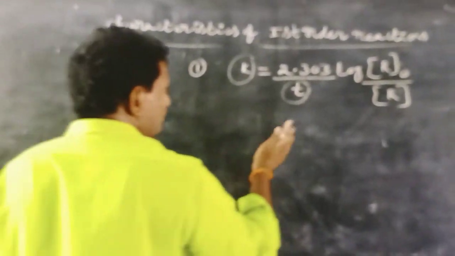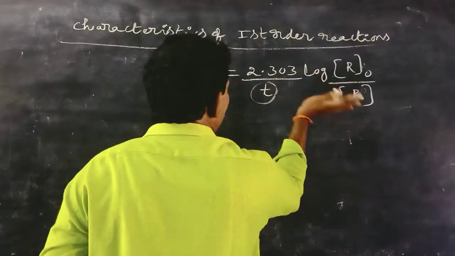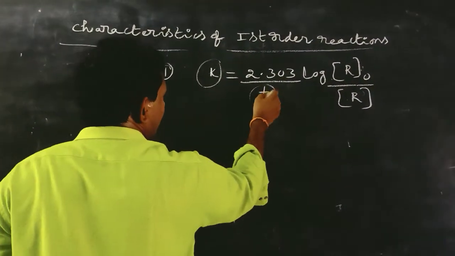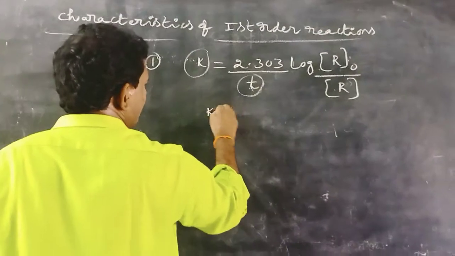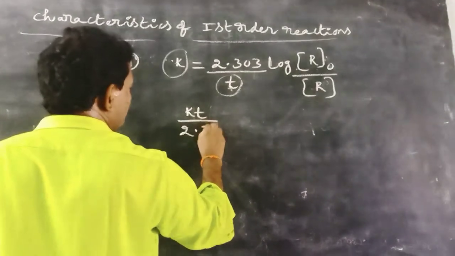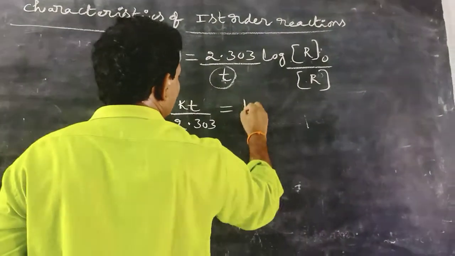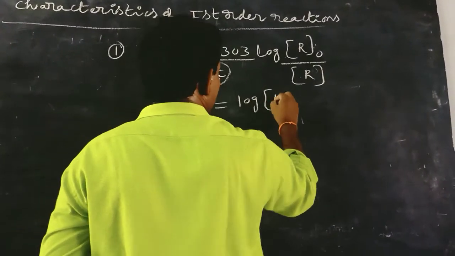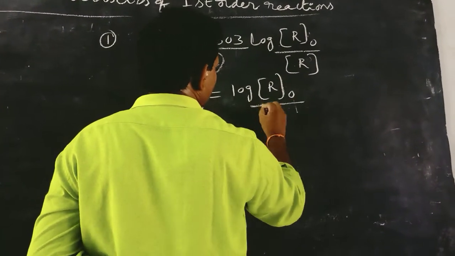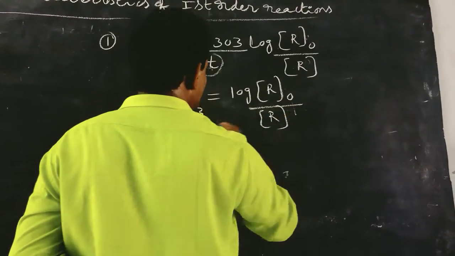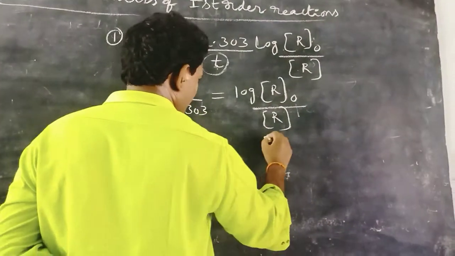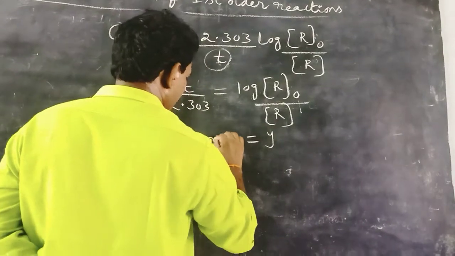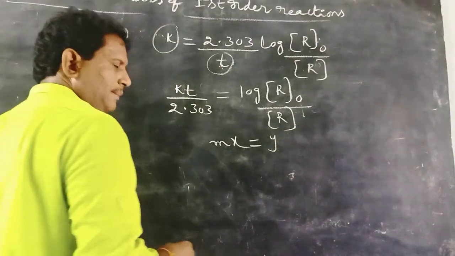This equation is modified by cross multiplication as kt/2.303 = log [R]₀/[R]. This equation is similar to y = mx.